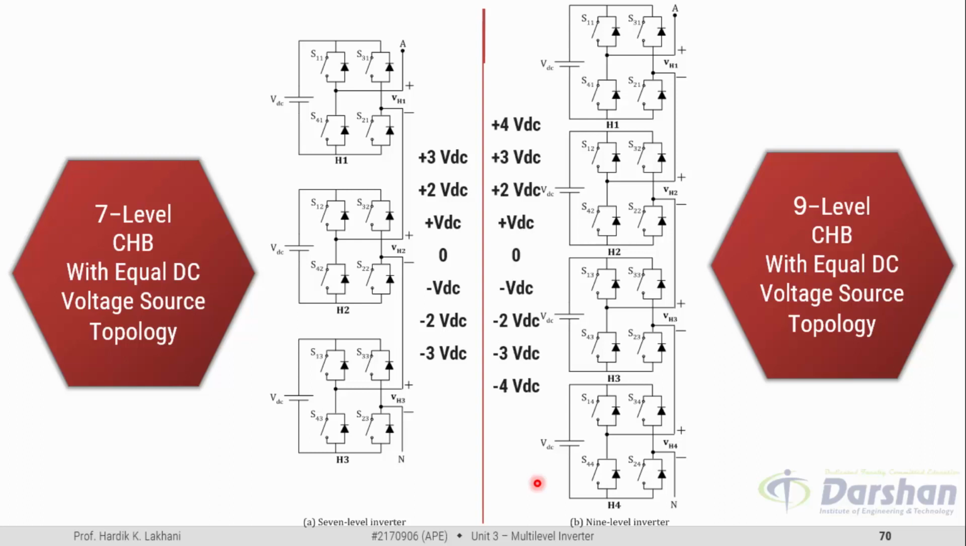And these are the 9 levels produced by this circuit: 0, plus VDC, plus 2 VDC, 3 VDC, 4 VDC on the positive side, and minus VDC, minus 2 VDC, minus 3 VDC, and minus 4 VDC on the negative side.